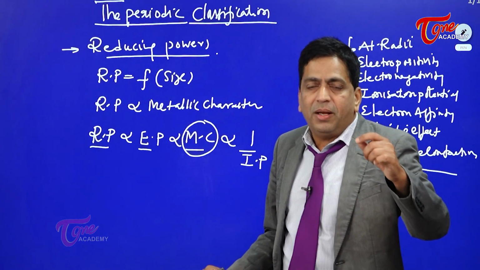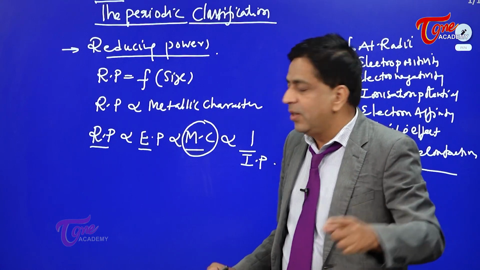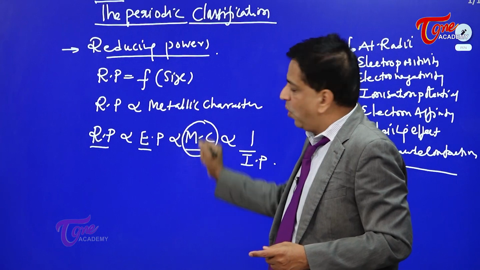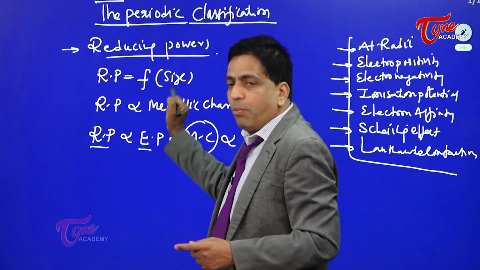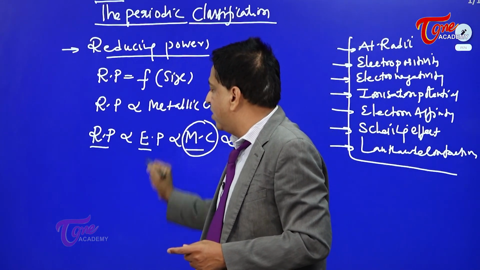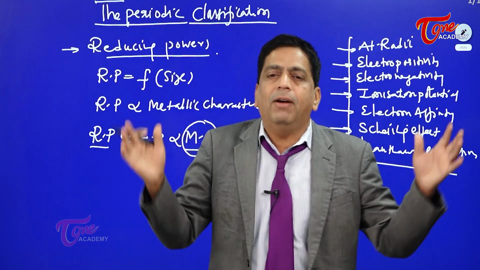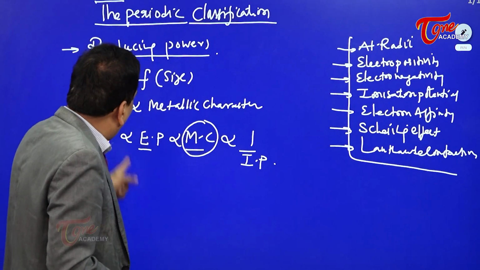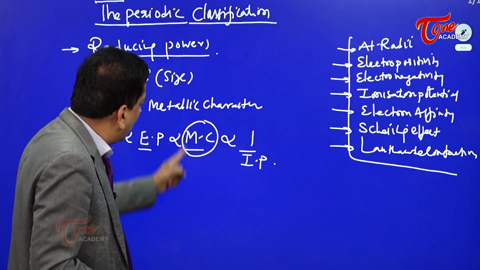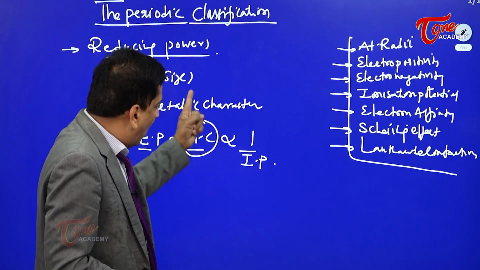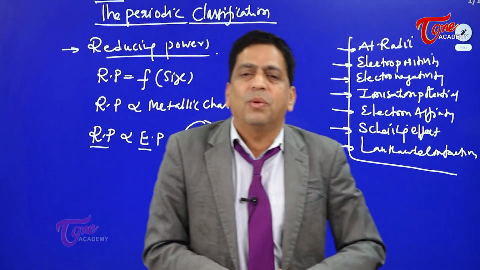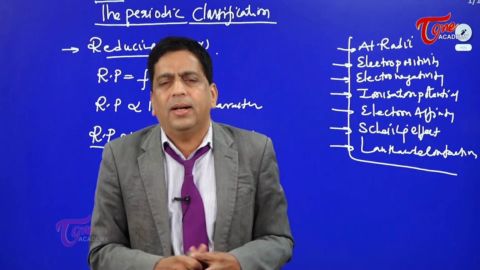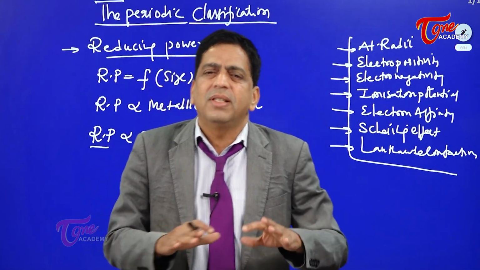If the IP is lesser, it is more metallic, more electropositive, more reducing power. Must understand. So it is more reducing power, more electropositivity, more metallic character, and it is lesser what? Ionization potential. You must understand this. Now what we will do is, we'll simplify it further.